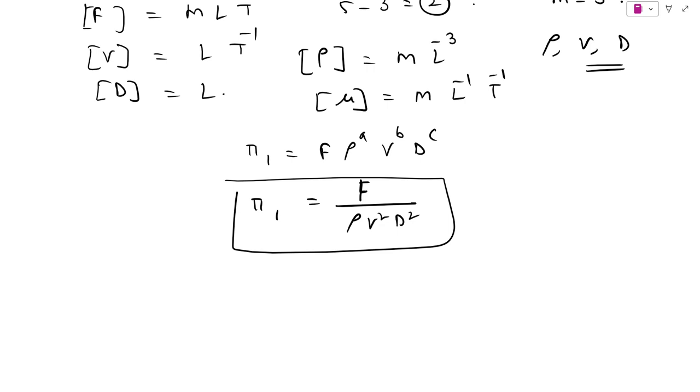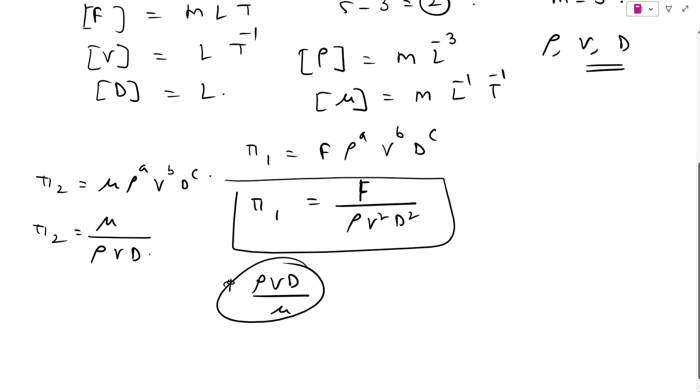Okay. So this is a very famous dimensionless group. It is directly proportional to the drag coefficient. Okay. Now use the viscosity. Assume pi 2. So again equating the dimensions and solving the exponents gives us, and the reciprocal of this quantity is, which is the famous Reynolds number.